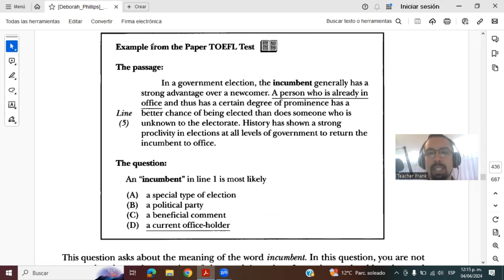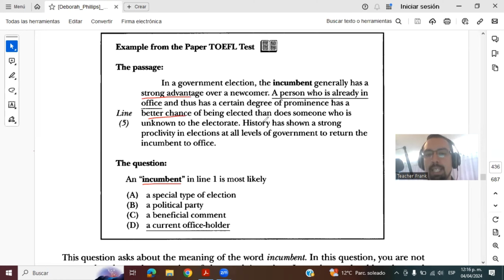This one, for example, says, in a government election, the incumbent generally has a strong advantage over a newcomer. A person who is already in office and thus has a certain degree of prominence has a better chance of being elected. So we have a better chance. The incumbent generally has a strong advantage. And then it's going to ask us, for example, an incumbent in line one is most likely a special type of election, a political party, a beneficial comment, or a current office holder.